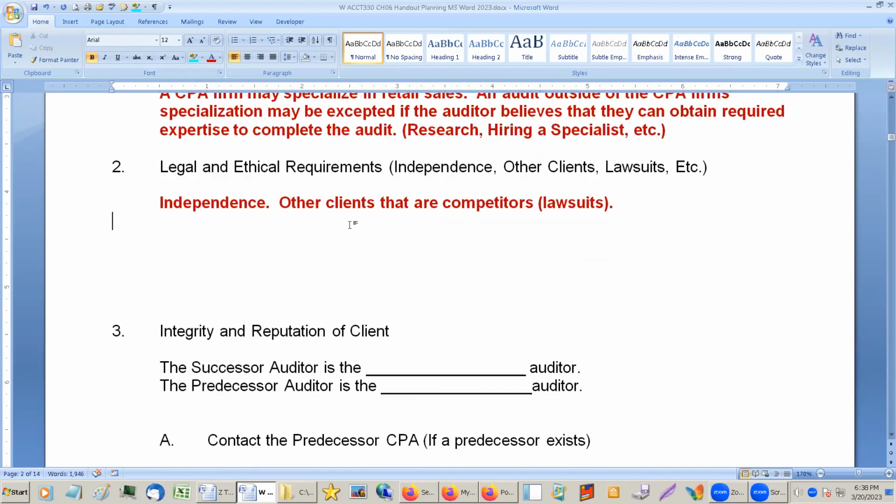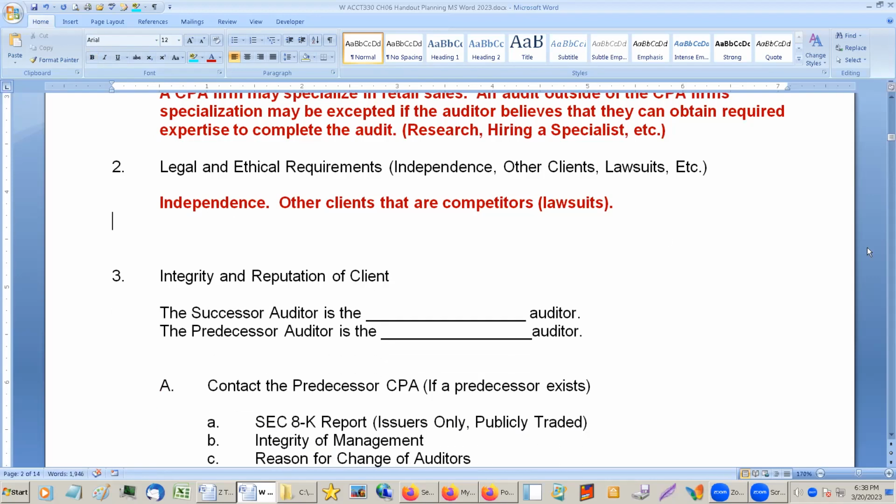These are all kinds of things that you look at to see if you can ethically take the engagement. Ownership, well, that goes into independence. But independence certainly from employment and investment and all that kind of stuff. Those all come into play. So basically the chapter 3 stuff.